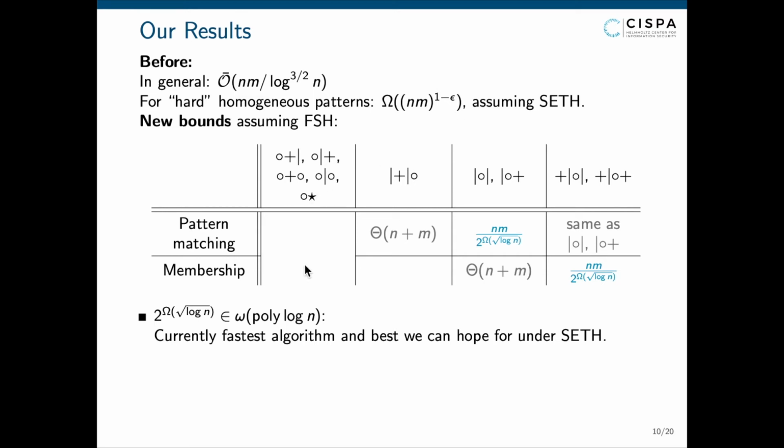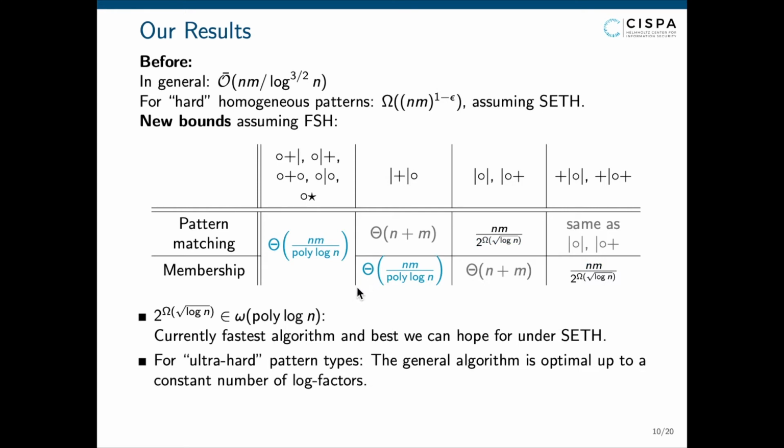For the remaining two cases, for these two here, we show tight lower bounds, meaning that it's not possible to shave more than a constant number of log factors. For these two types, the general algorithm is optimal. Also, one could say that the classical algorithm by Thompson is still optimal up to a constant number of log factors. Overall, to summarize, this gives us a tight dichotomy for these homogeneous pattern types, where we are ignoring log factors.